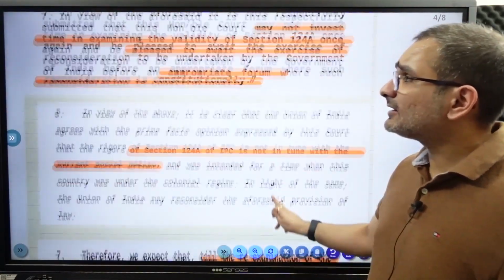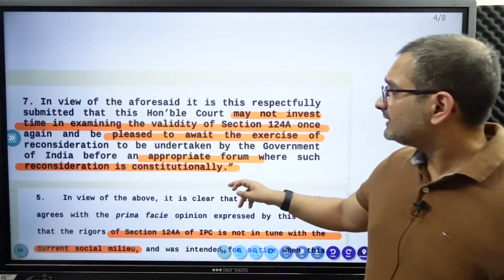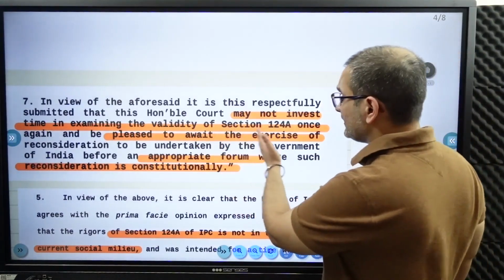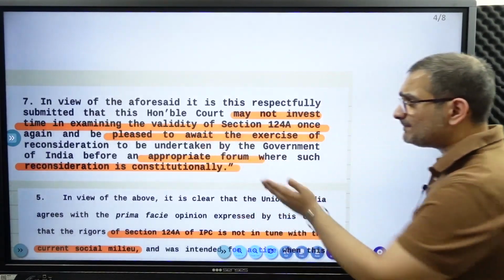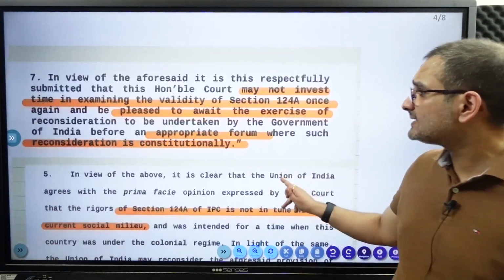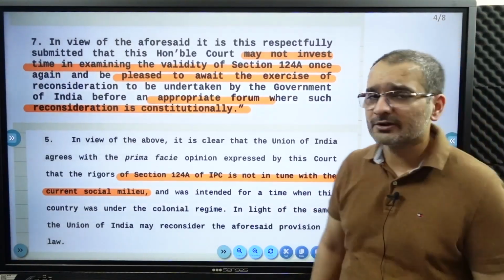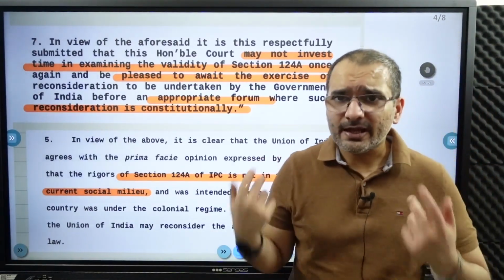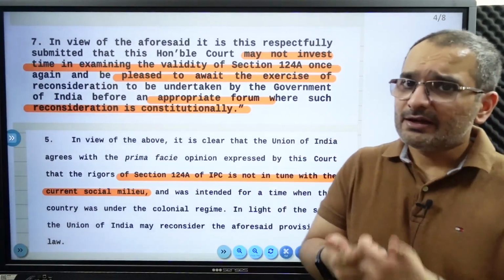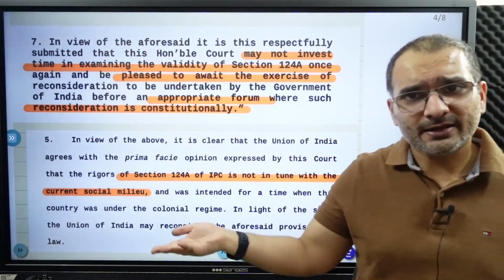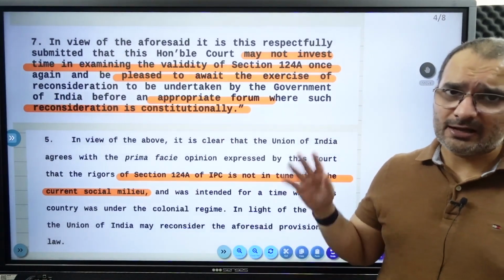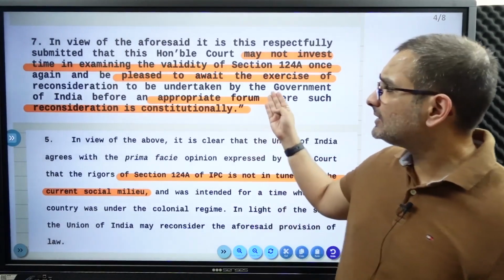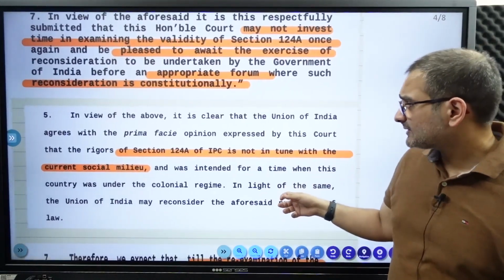Now, their request, the central government's request, is that this honorable court may not invest time in examining the validity of section 124A once again and be pleased to await the exercise of reconsideration to be undertaken by the government of India before an appropriate forum. वो कह रहे हैं जी आप क्यों टाइम खराब कर रहे हो अपना, आप एक दो बार इस पे टिप्पणी दे ही चुके हो, मतलब यहाँ पे लड़ाई क्यों लगा रखी है? लेजिस्लेचर है, वो अपने आप डिसाइड कर लेता, उसके बाद आप उस पर टिप्पणी दे देना या आप उस पर डिसीजन दे देना कि जी ये ठीक किया हमने या गलत किया. But first give us an opportunity to re-examine the validity of section 124A.